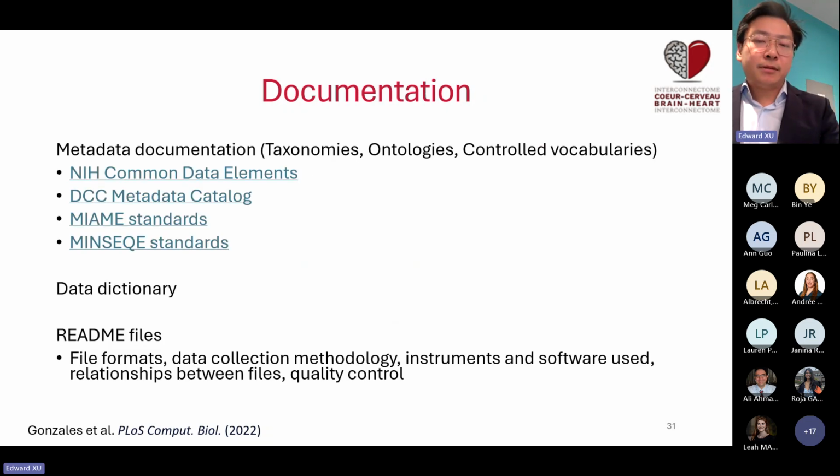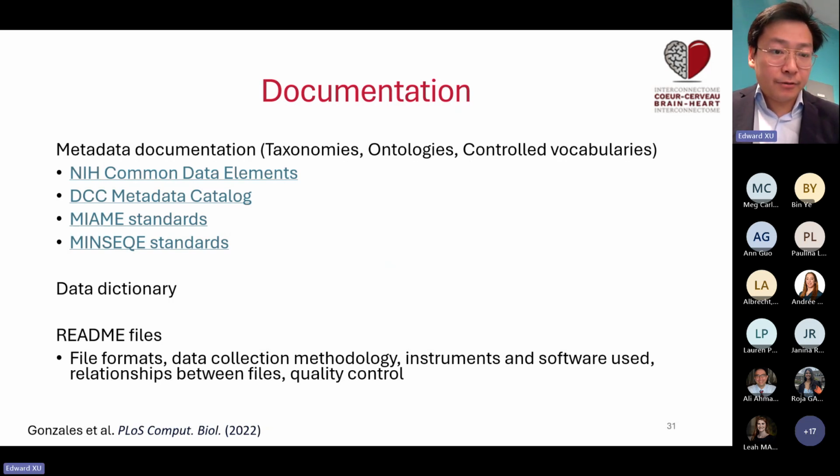And proper documentation is also a critical step. So you want to make sure that all the metadata associated with the data set is properly documented. So that includes any taxonomies, ontologies, and controlled vocabularies that are used to describe your data. So the NIH Common Data Elements is a very good resource for finding the relevant common data elements for your specific field.